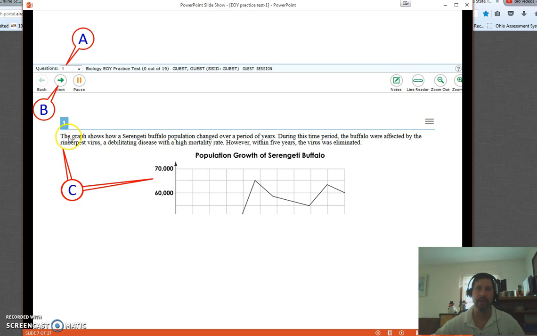And this is a typical kind of question. You're going to have introduction information about what the question is about. You may or may not have a graph with charted information, and you're going to have to interpret that in some way, shape, or form.